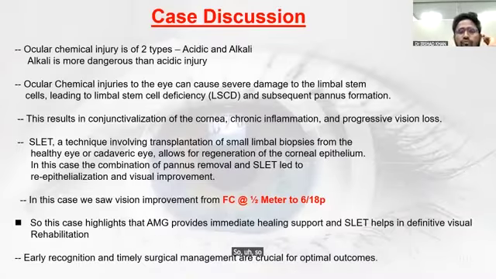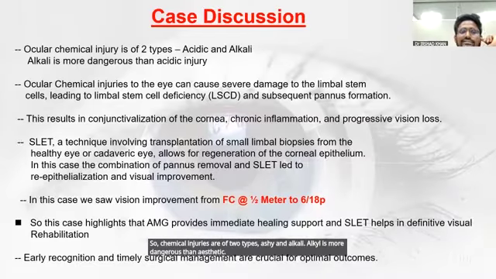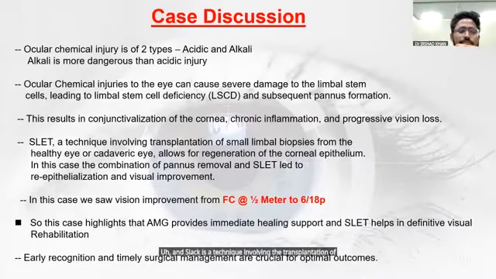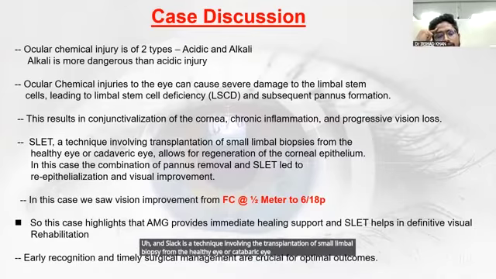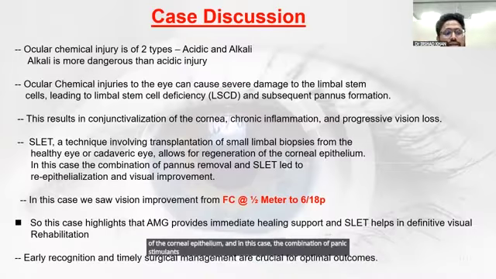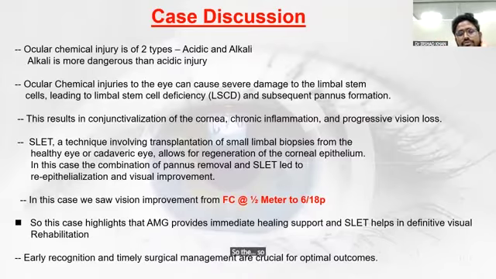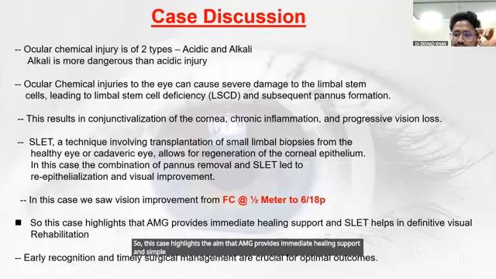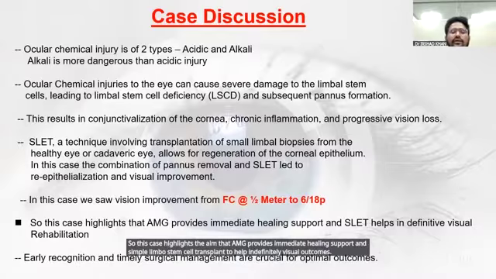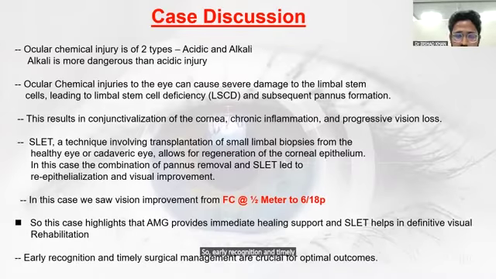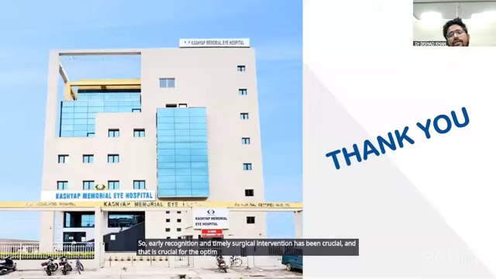So chemical injuries are of 2 types, acid and alkali. Alkali is more dangerous than acid. And SLET is a technique involving transplantation of a small limbal biopsy from the healthy eye or cadaveric eye, and that allows the regeneration of the corneal epithelium. In this case, the combination of pannus removal and SLET led to reepithelialization and visual improvement. So this case highlights that AMG provides immediate healing support and simple limbal stem cell transplantation helps in definitive visual outcomes. Early recognition and timely surgical intervention is crucial for the optimal outcome. Thank you.